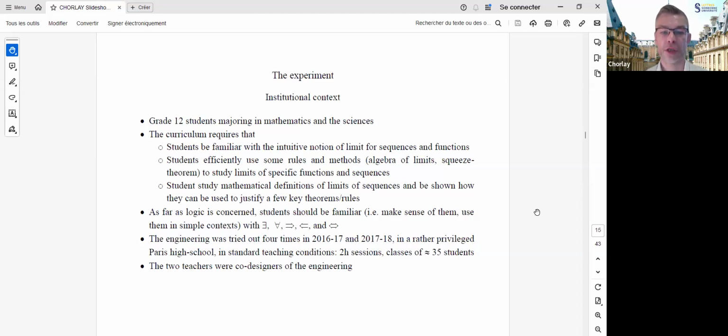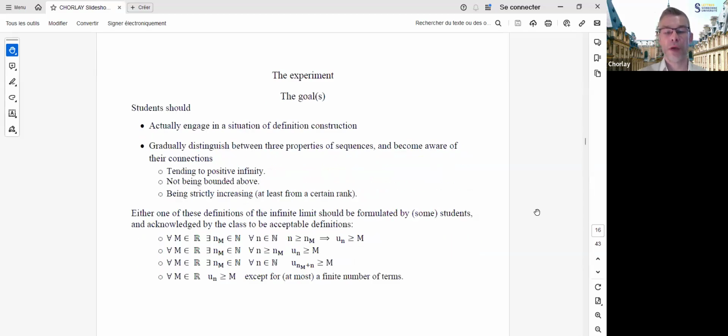So the engineering was tried out 4 times, 2 times in 2016 and twice in 2017, in a rather privileged Paris high school, but in standard teaching conditions, 2-hour sessions, and classes of about 35 students. And there were 3 of us working on this project. The 2 teachers were co-designers of the engineering, and they're 2 experienced teachers and 2 adventurous teachers.